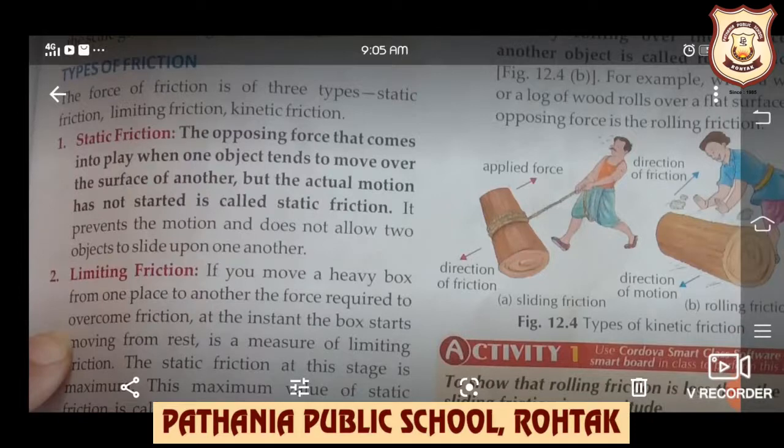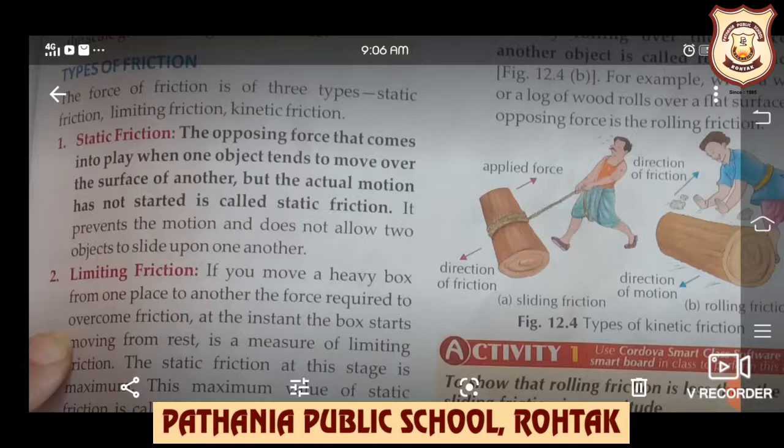Basically today we will discuss about three types of friction: static friction, limiting friction, and kinetic friction. Before moving to the static friction, I will tell you the basic meaning of all these three words. Static means stationary, which is at rest. So ये वो friction है जो उन objects पे लगेगा that are not actually in motion, they are static, stationary.